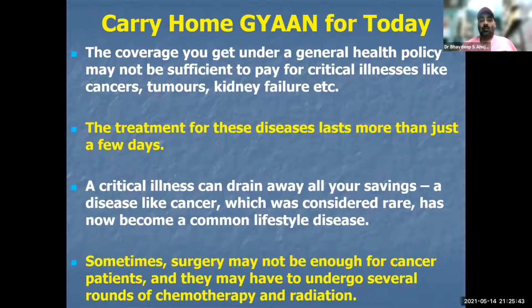Treatments for critical illness will sometimes not be over in a few days. They can take many months as well. They can drain away all your savings, like cancer, where you have to repeatedly go for treatment, chemotherapy, maybe radiotherapy also, sometimes the surgical part also. That can take up to 1 year, 1.5 years as well. The recovery and recuperation is pretty slow many a time. So you need to make sure that you have a critical illness coverage separately as well.